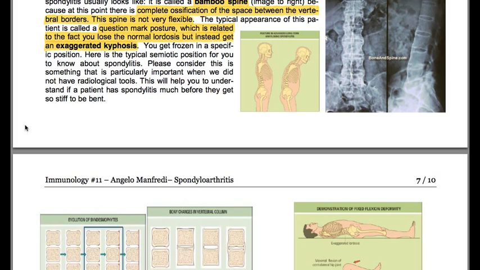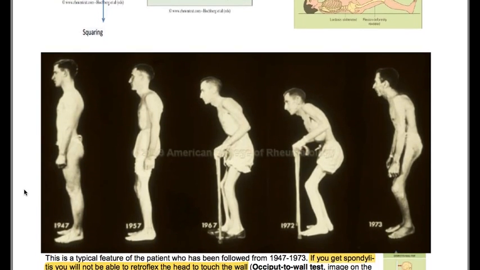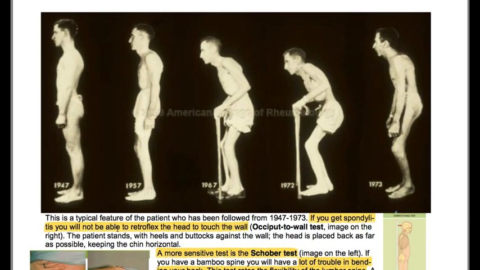So, here you see the evolution, the demonstration of fixed flexion deformity. Lordosis obliterates. Normally, here we have exaggerated lordosis when flexion of the hip. We have lordosis obliterated and flexion of extremity is revealed. This is a typical feature of the patient who has been followed from 47 to 73.